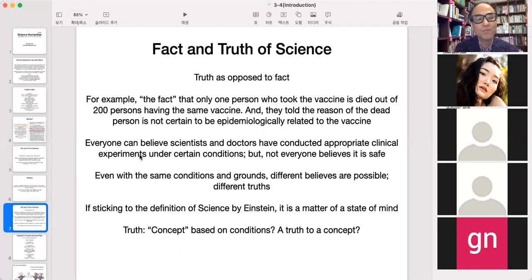I already told you, for example, a fact: only one person who took the vaccine, for example yesterday, actually died in Korea. I'm not sure out of how many. Okay, this is only a simple example, 200 persons having the same vaccine. And the scientists and government said that the reason for the death is not certain to be epidemiologically related to the vaccine.